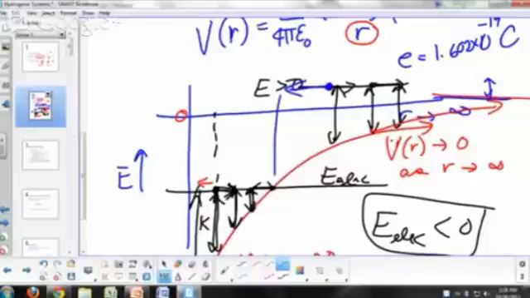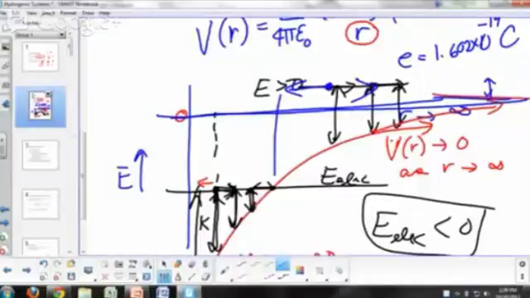What if the electron happens to be moving back towards the nucleus? Then, just like before, it's going to crash into the nucleus. But at least if it happens to be moving away, then it will be able to escape. In other words, E equals 0 is the minimum energy that an electron needs in order to escape the nucleus, provided it's moving away from the nucleus.